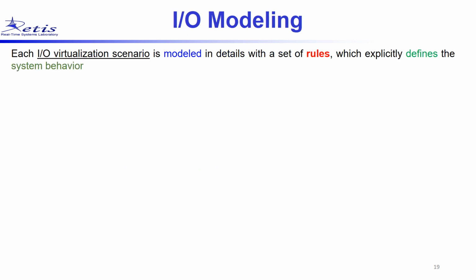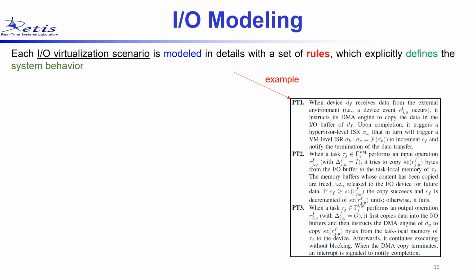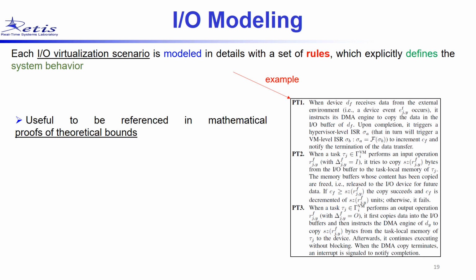Each I/O virtualization scenario is modeled with a set of rules to explicitly define the system behavior when a specific I/O virtualization technique is used. Here we have an example from our paper, and describing I/O virtualization techniques with rules is useful to reference them in the proofs of theoretical bounds.